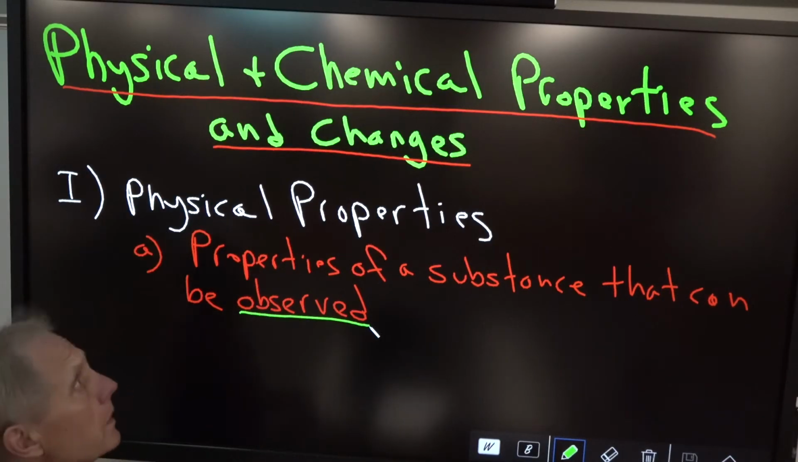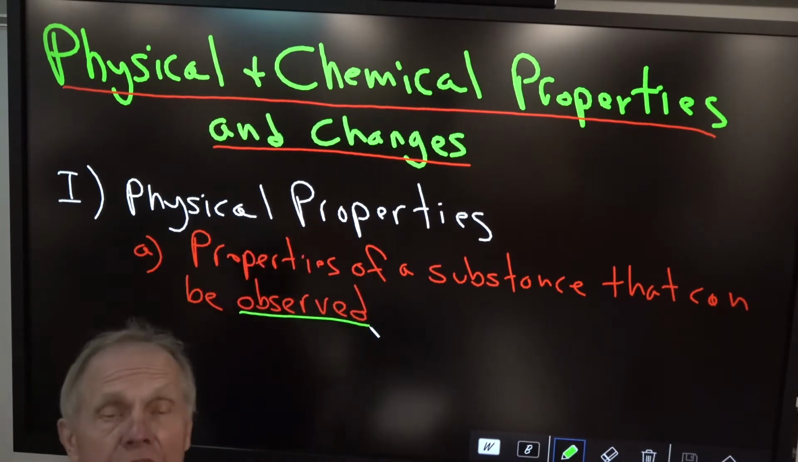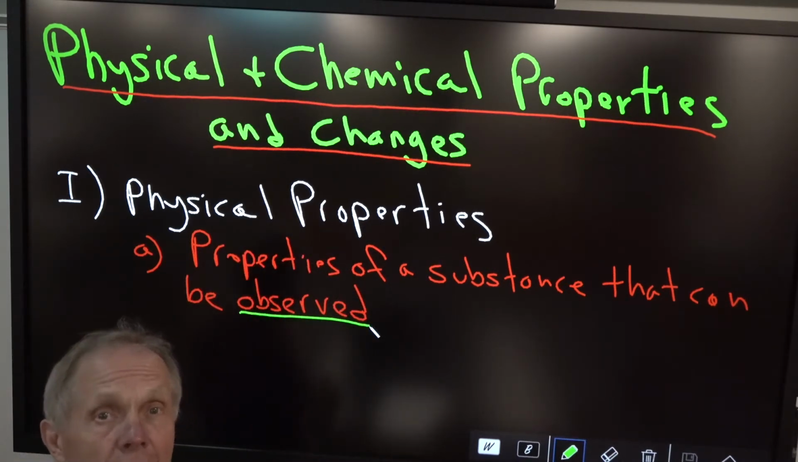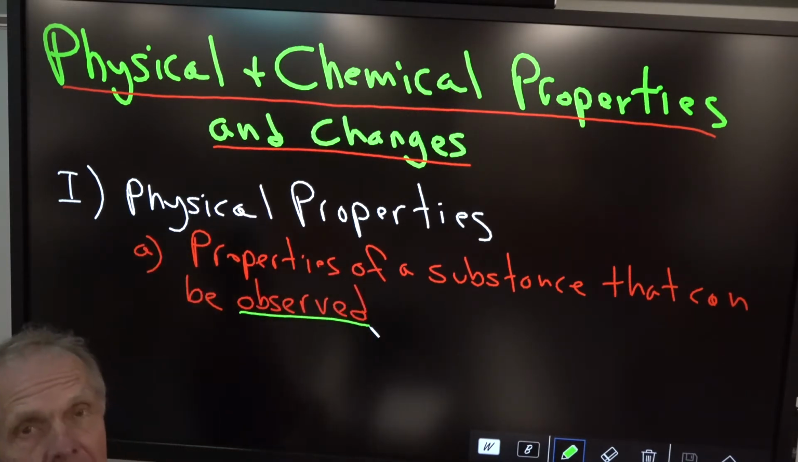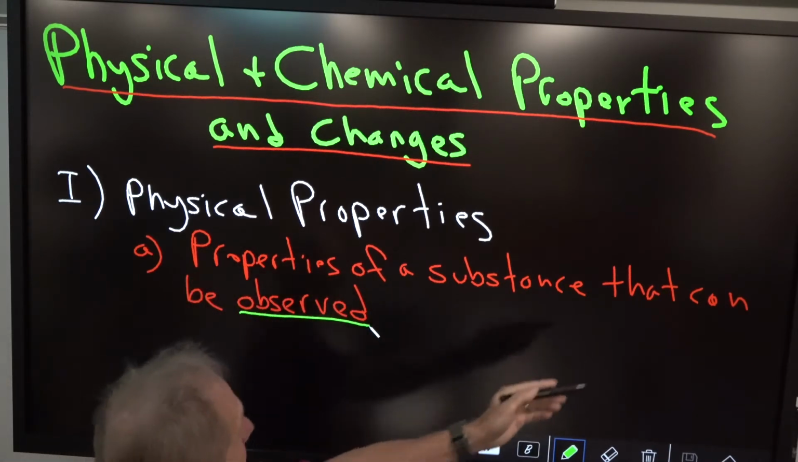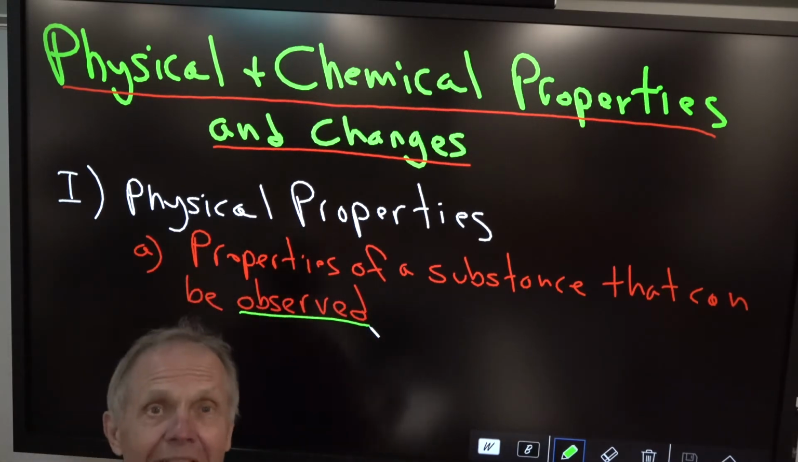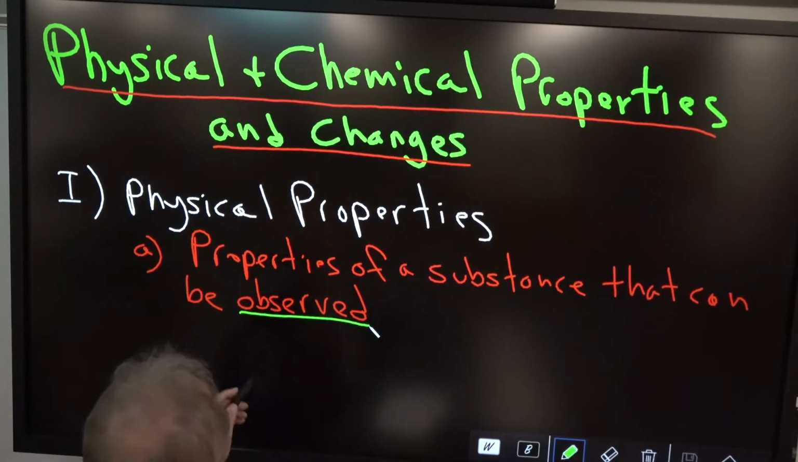So this video is about physical and chemical properties and physical and chemical changes. And the first thing we're going to go over is physical properties. This is pretty easy. Properties of a substance that can be observed. You just got to look at it. So you look, color.